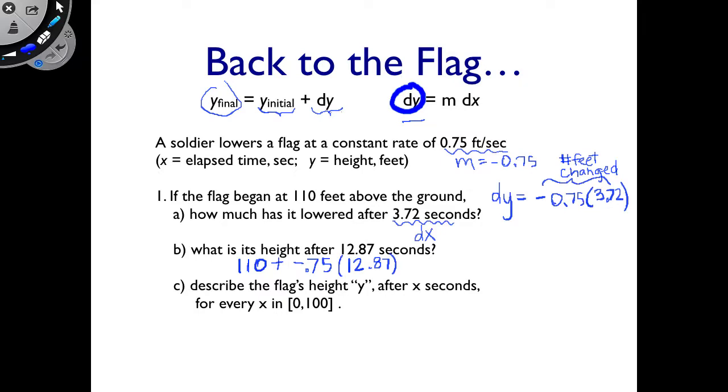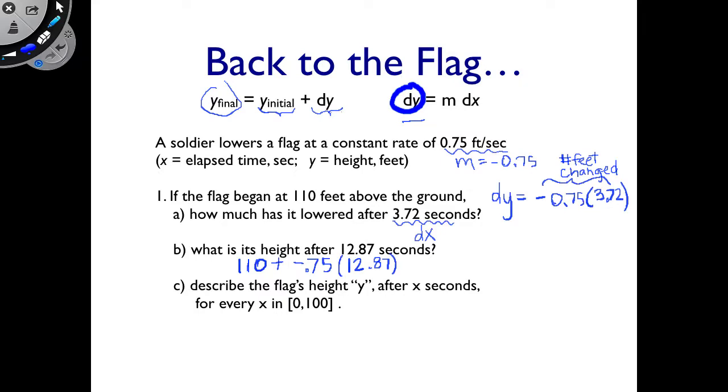All right, so what if I wanted to, part C, describe the flag's height y after any number of x seconds where x is between 0 and 100. Not meaning I need you to calculate what it is at 0 and 100, but just after a certain point in time, the flag's going to hit the ground, so this wouldn't be valid. So just imagine we're in a reasonable domain here during the flag ceremony while the flag is lowering.